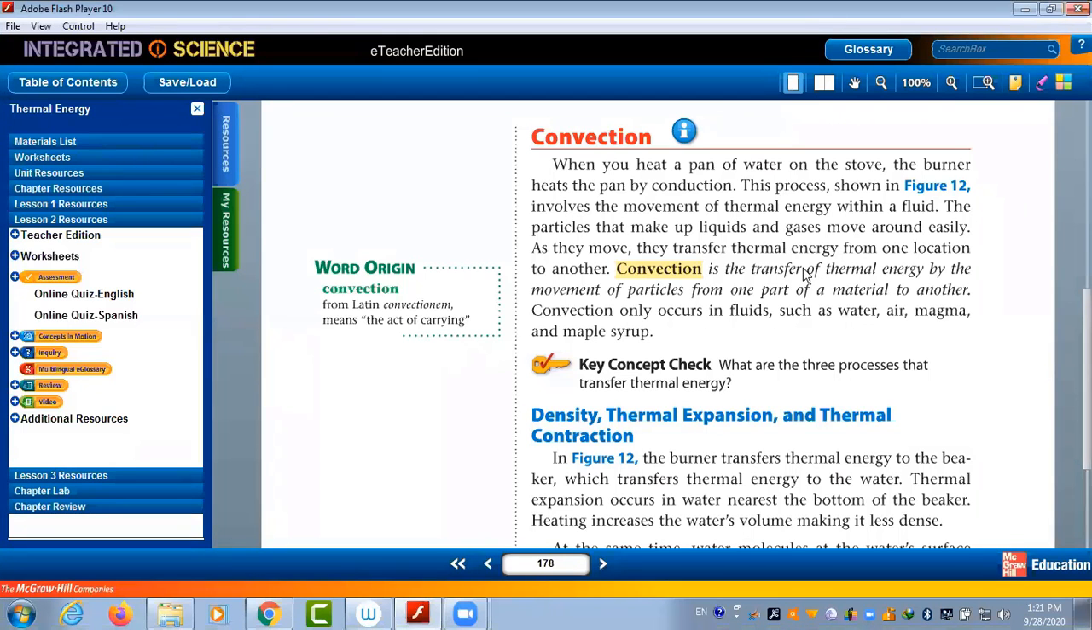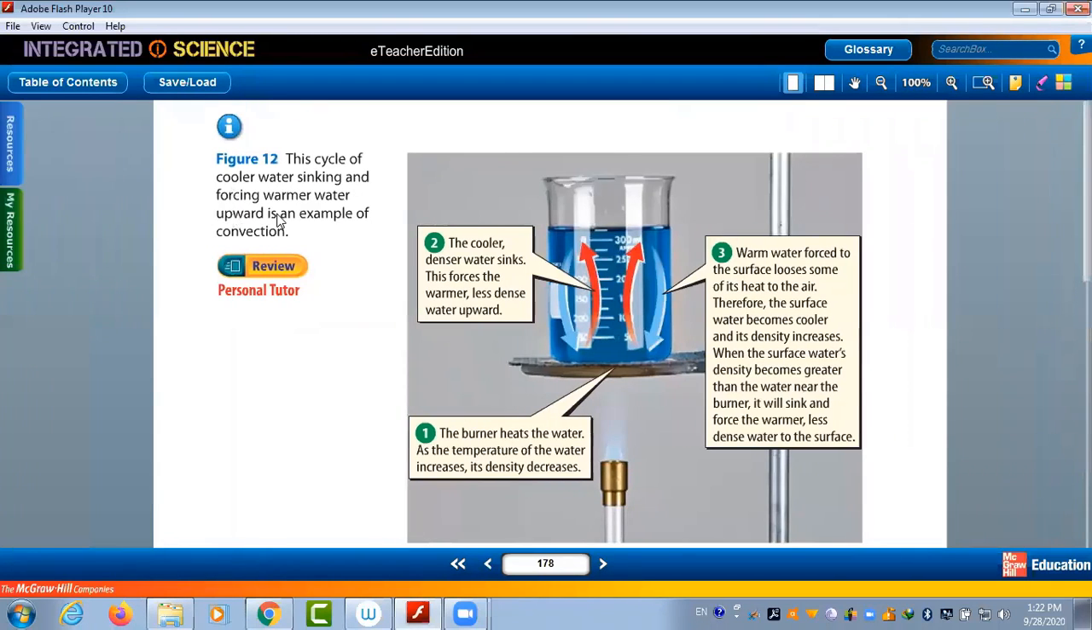Okay, as a start, who can remind us that we said thermal energy can transfer by 3 different ways? Who can remind us of these 3 ways? Mazen? Yes, teacher. Radiation, convection, conduction. Radiation, convection, and conduction. Excellent.